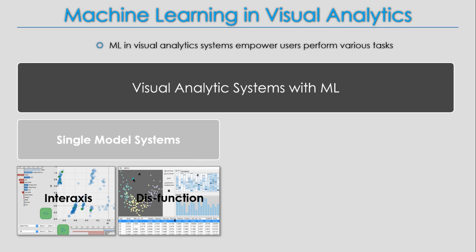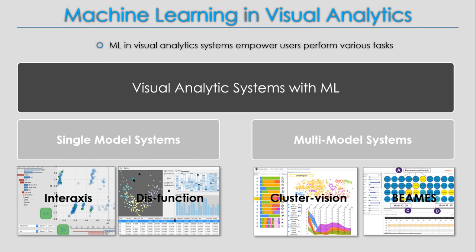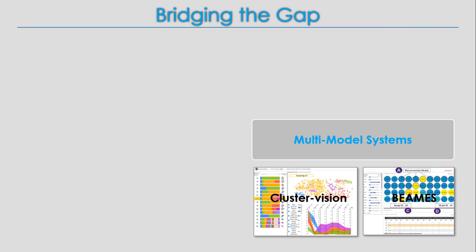However, in cases where the right model to use for a problem is not known, one needs to find a fitting model for the task or the problem. These are shown by the recent systems that rely on multiple machine learning models, such as ClusterVision or BEAMES, supporting interactive clustering and regression tasks respectively. Multi-models are useful as they help users to choose an optimal model suited to their problem domain. They also help users to understand the data in light of different model parameterizations.